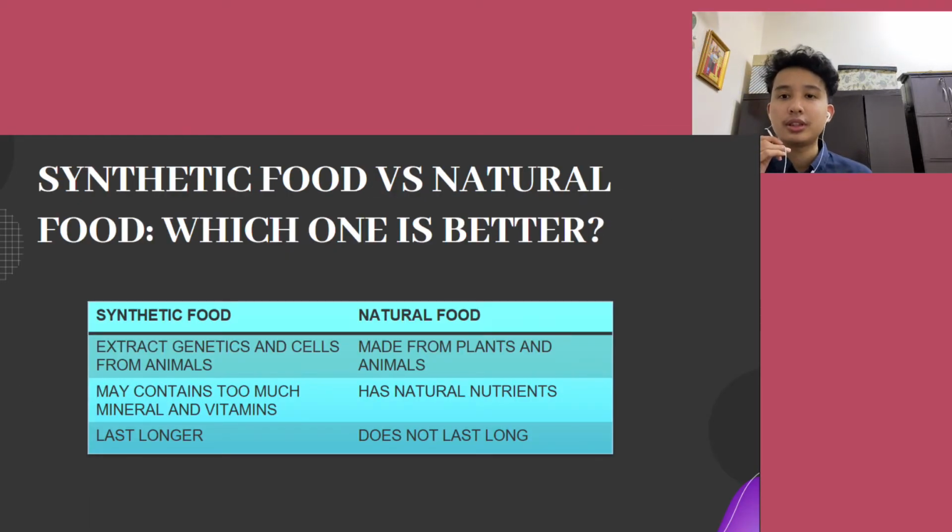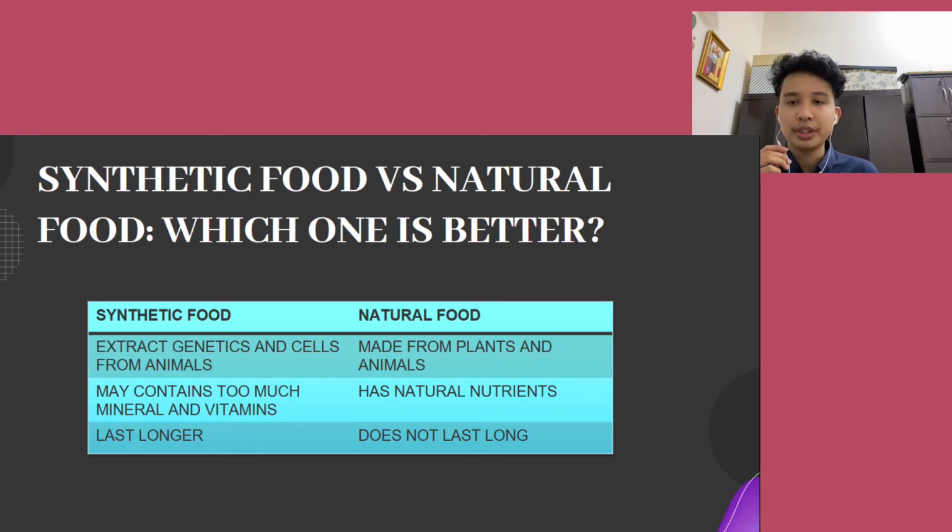Next, synthetic food versus natural food, which one is better? So, as you probably know, synthetic food extracts genetics and cells from animals, while natural food is made from plants and animals. And while synthetic food may contain too much mineral and vitamins, natural food has its own natural nutrients. Synthetic food sadly doesn't have natural nutrients, but it has its own minerals and vitamins. While synthetic food lasts longer, natural food does not last long.